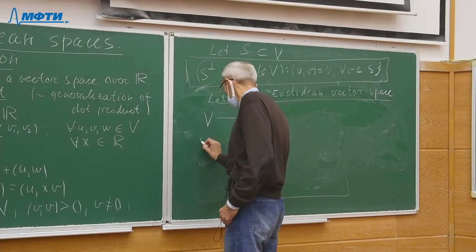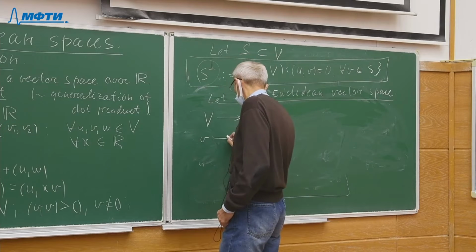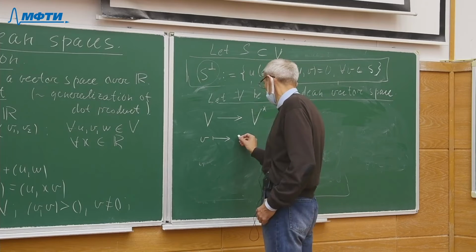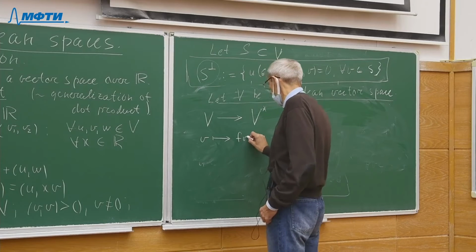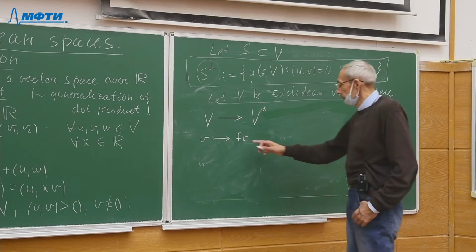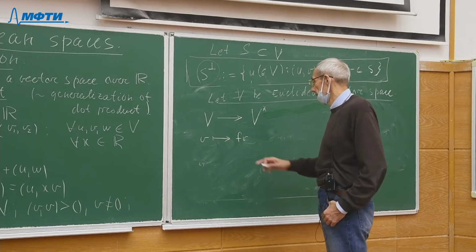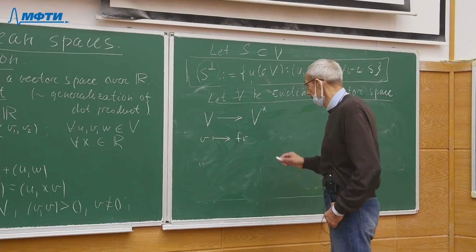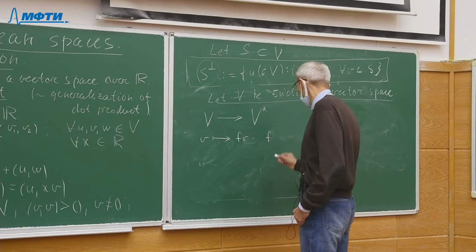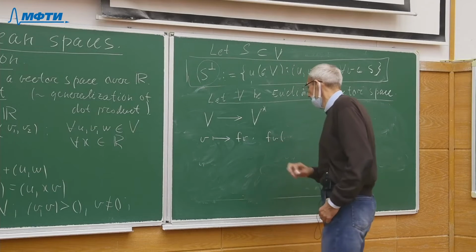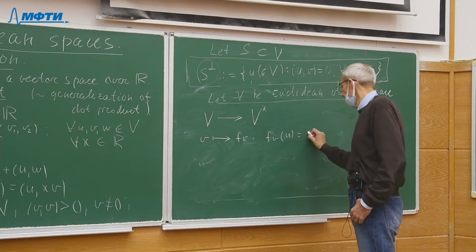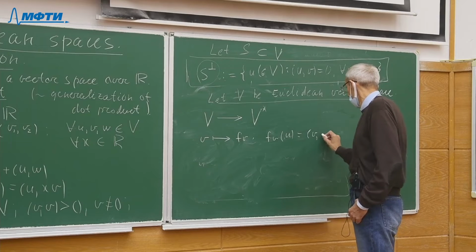Namely, we can assign to the vector v the functional which we denote by f sub v, and which is defined by the following equality: the value f_v on an arbitrary vector u is equal to the scalar product (v, u).